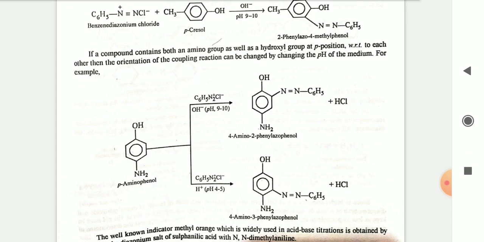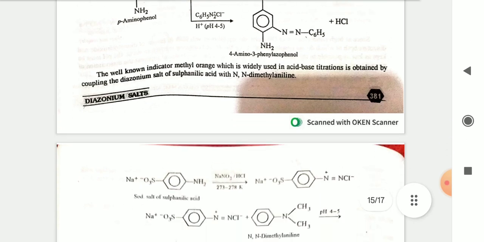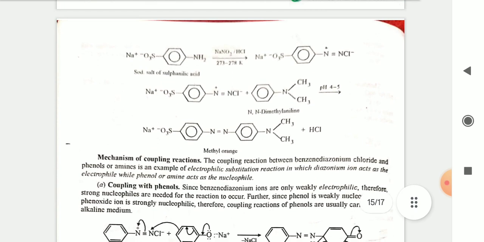plus HCl. The well-known indicator methyl orange, which is widely used in acid-base titration, is obtained by coupling the diazonium salt of sulfanilic acid with N,N-dimethylaniline. The sodium salt of sulfanilic acid, in the presence of NaNO2 and HCl at 273 to 278 Kelvin, will give the benzene ring with N+≡N and Cl-. After that, in the presence of N,N-dimethylaniline, it will give methyl orange plus HCl.